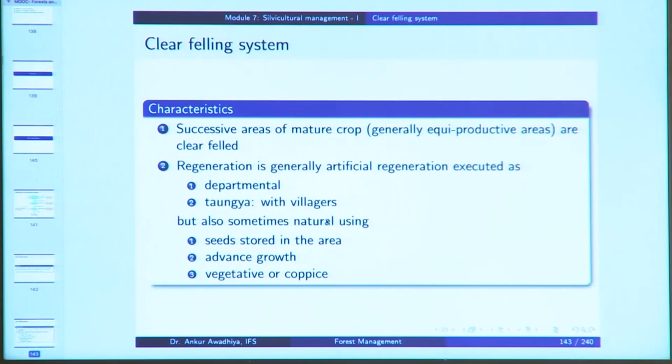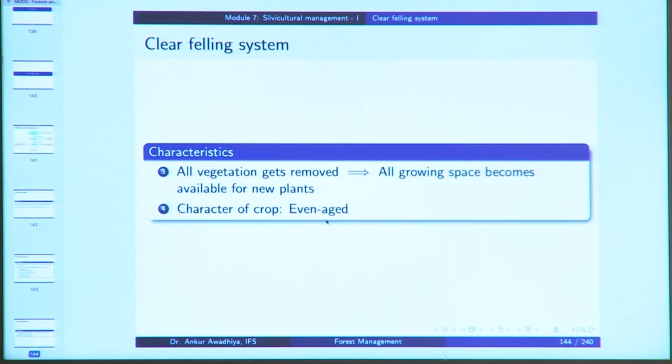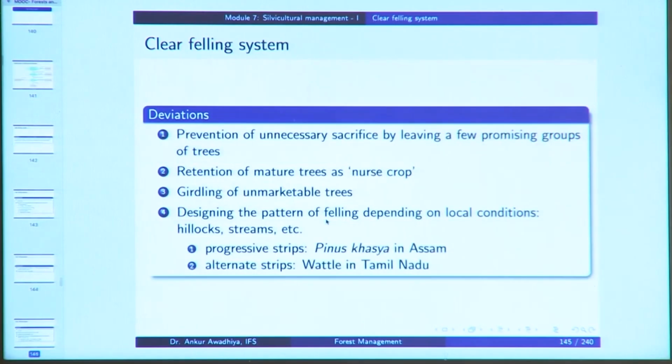The regeneration is generally artificial, generally done as departmental regeneration or taungya, in which case we take the help of villagers. And also sometimes natural regeneration is used in the form of seeds stored in the area, making use of advance growth or vegetative or coppicing methods. The characteristics, all the vegetation gets removed, all the growing space becomes available for the new plants. The characteristic of the new crop is that it is even aged.